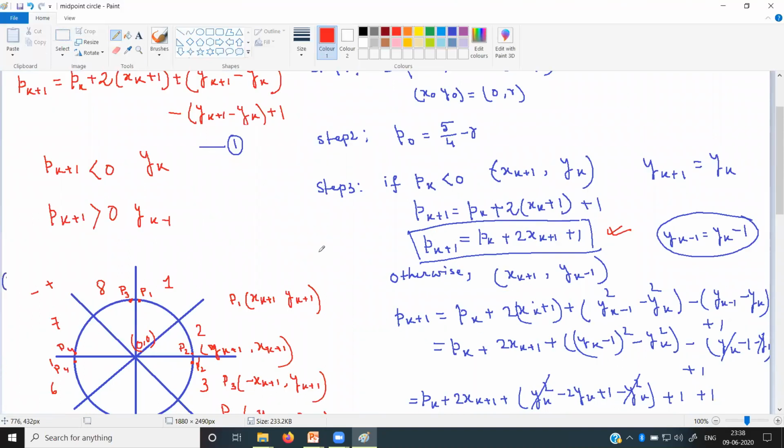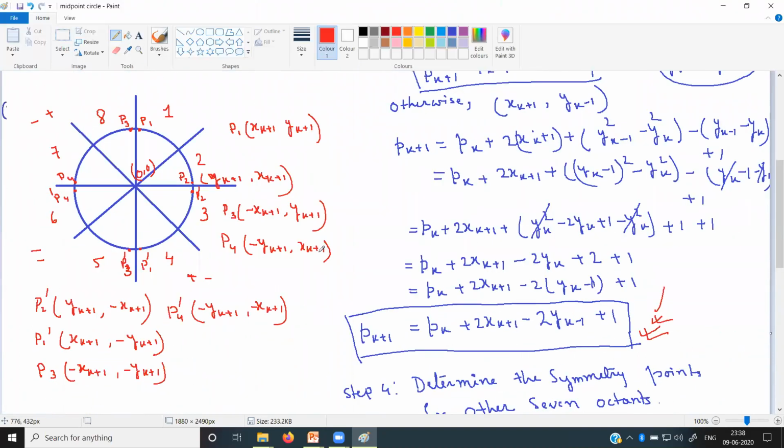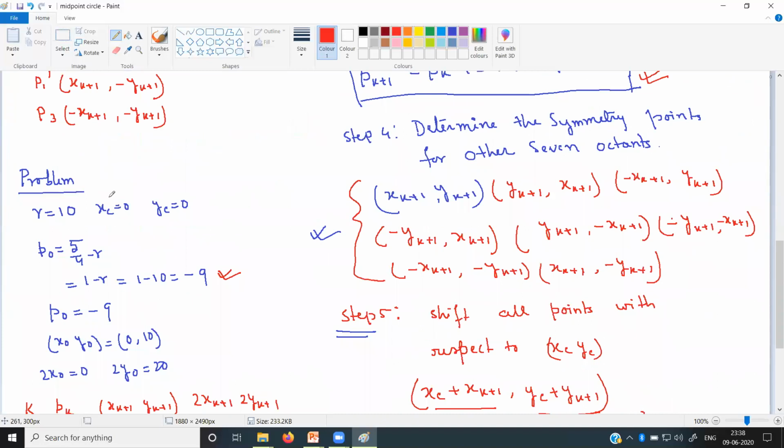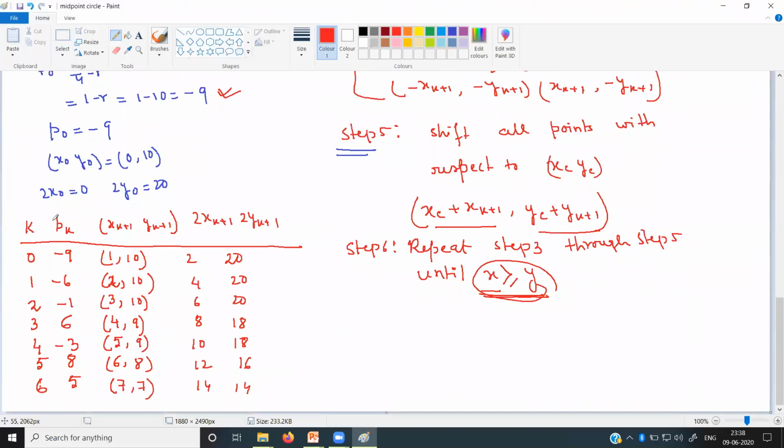So far we have discussed this midpoint circle generation algorithm. I showed you how to write down the algorithm based on this decision parameter. And after writing the algorithm, I discussed a problem and I showed you how to compute the decision parameter, and based on the decision parameter, how we can compute the points on the circle. So I think it is clear to you.